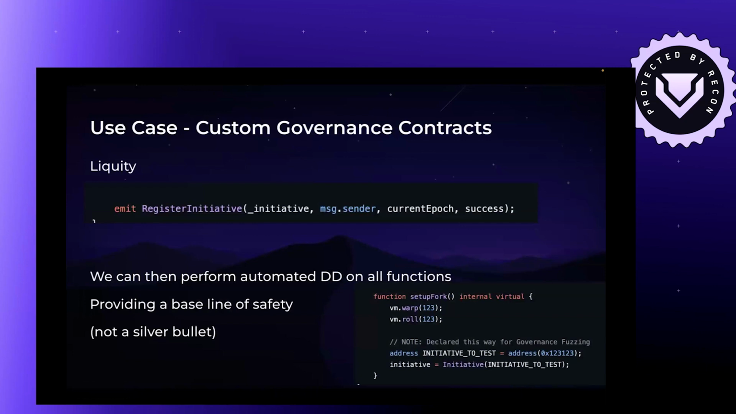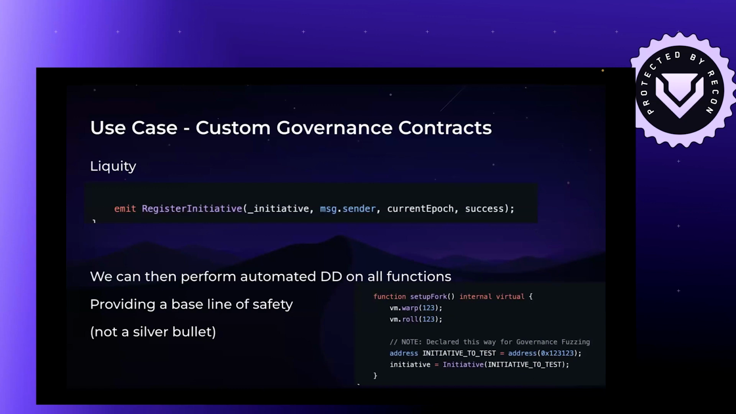Another use case is custom governance contracts. This is the Liquity governor. It emits an event called register initiative. I've worked with Liquity on v2 governance, and so we're open sourcing today this repo that automatically does this. The idea is literally we're going to warp and roll to the specific time and block at which an initiative is deployed. And then we dynamically replace the address so that we can verify whether an initiative will throw, whether an initiative will require more gas than intended.